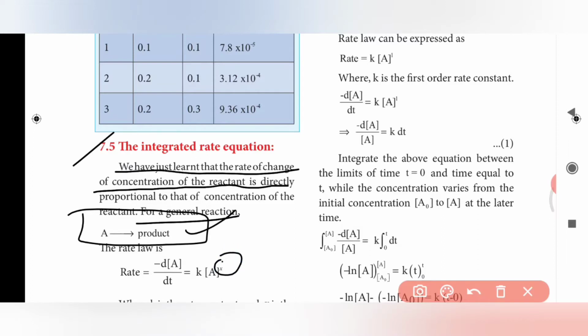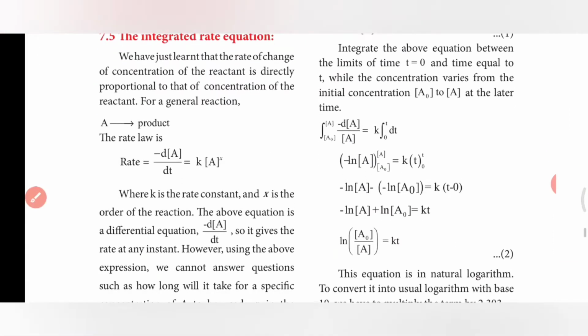the order of a reaction. If x equals 1, it is called a first order reaction. If x equals 0, it is called a zero order reaction. If x equals 2, it is a second order reaction. If x equals 3, it is a third order reaction. When the power is 1, it is a first order reaction. When the power is 0, it is a zero order reaction. Please make sure of that.